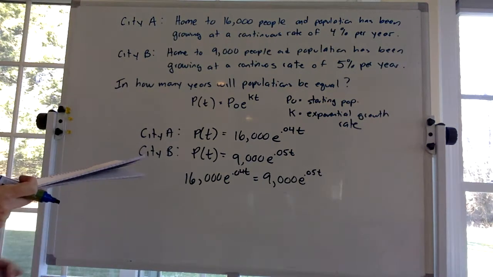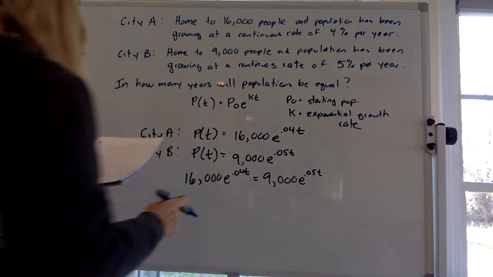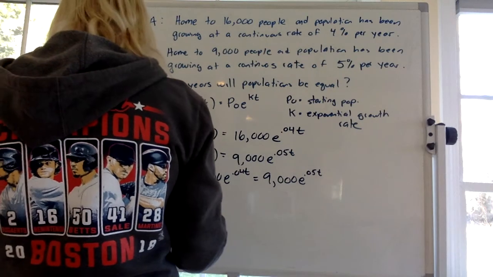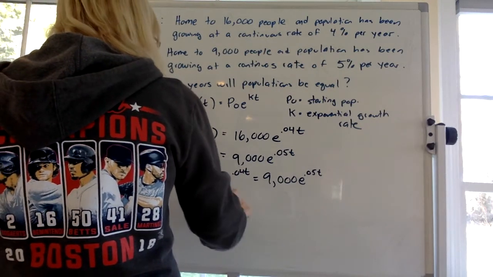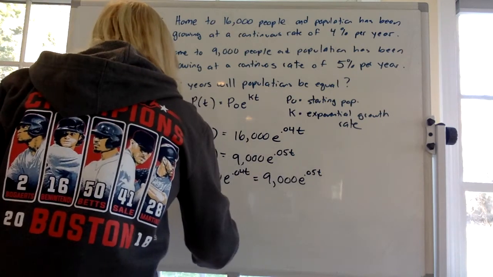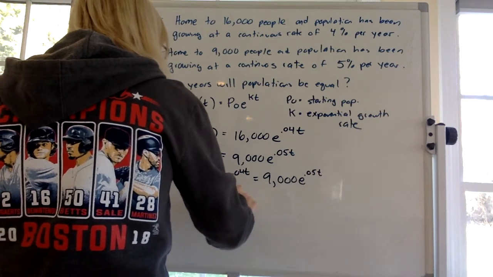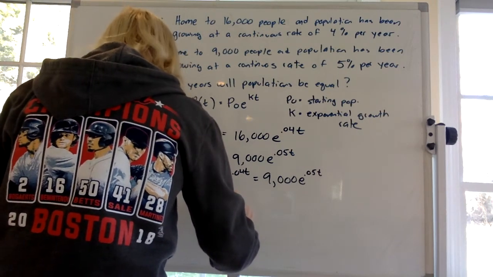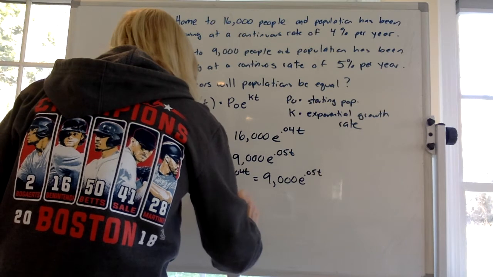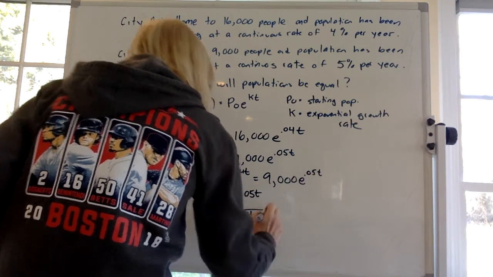The first thing I would probably do is divide both sides by 9,000. I'm going to try to get all the numbers on one side and the e's on the other side. So I'm going to get 16 over 9 when I divide both sides by 9,000. Then I'm going to divide both sides by e to the 0.04t. So it would be e to the 0.05t over e to the 0.04t.